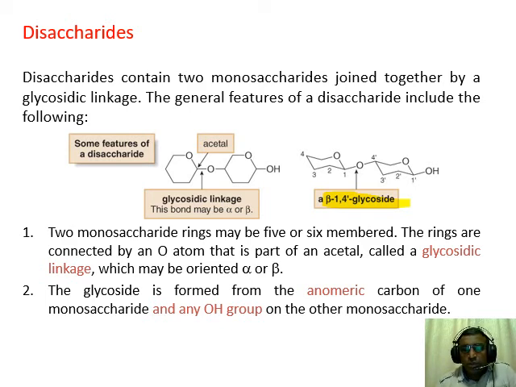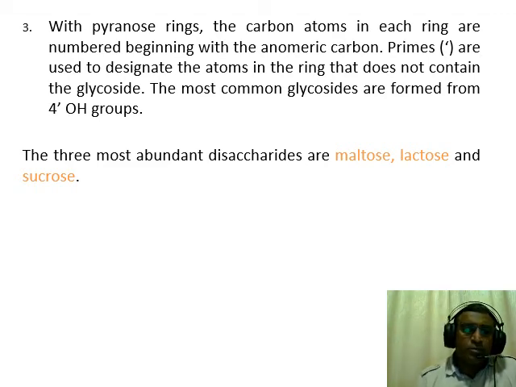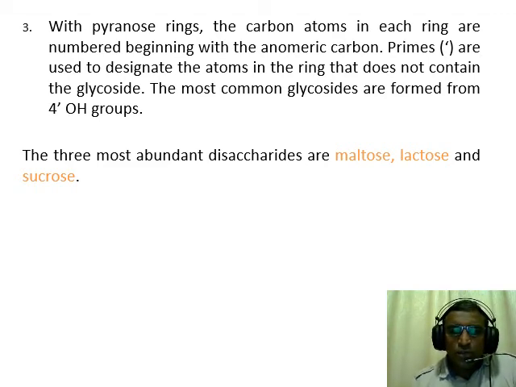To differentiate between the monosaccharides, the numbering could be in prime or just simply 1, 2, 3. The above paragraph just gives you the explanation on the numbering, with prime or without prime, within the disaccharide's monosaccharides. Then we will look into each of the important disaccharides: maltose, lactose, as well as sucrose.